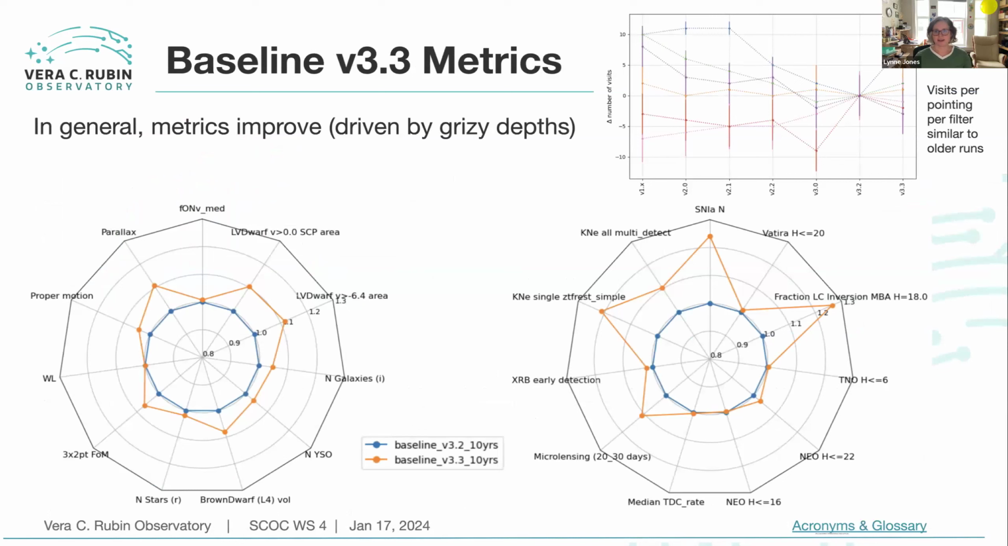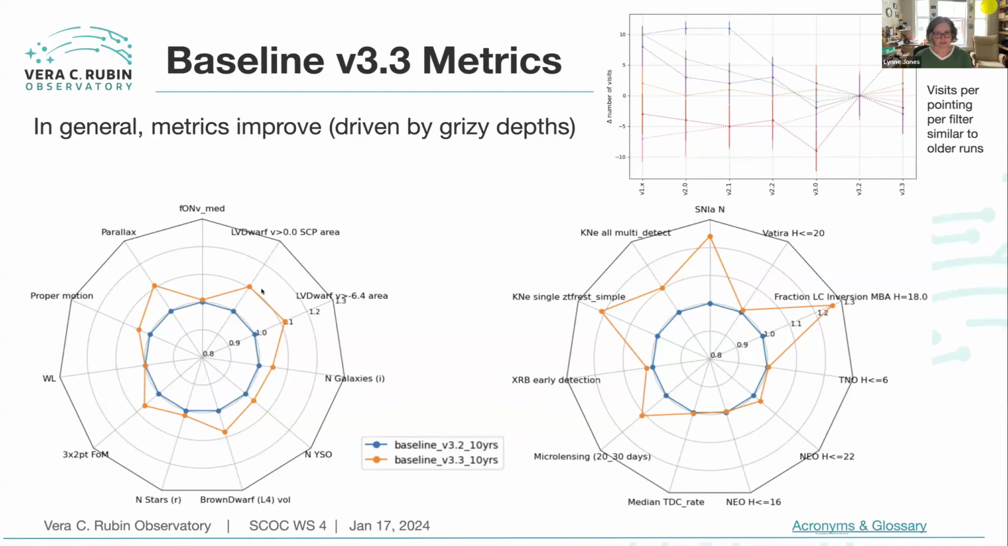We can look at the effect on the metrics. Some of these plots you maybe have seen before. These are what we call the radar plots. It's a way to see an overview of a bunch of metrics at once. The blue line is the V3.2 metric results, the normalized values, and the orange lines are the V3.3 metric results. Outward on the radar is a better metric value.